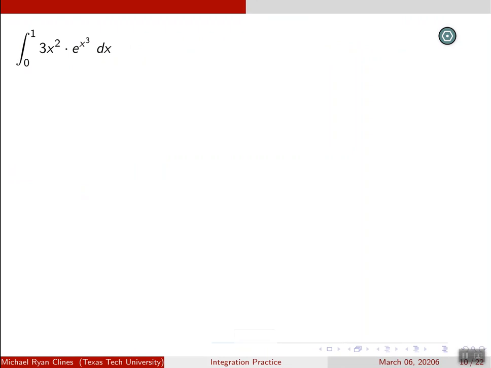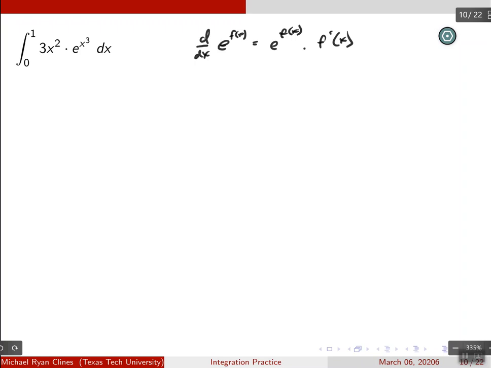Alrighty, let's do this example. The integral from 0 to 1 of 3x squared times e to the x cubed dx. So, as pointed out in the last lecture, when we have e to the f of x involved, one of the reasons we like differentiating that is because the derivative of e to the function of x is just e to that function of x times the derivative of that function. It's a very nice rule that allows for a quick, easy computation of this. Going backwards is the hard part.